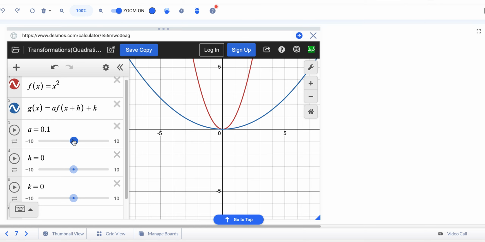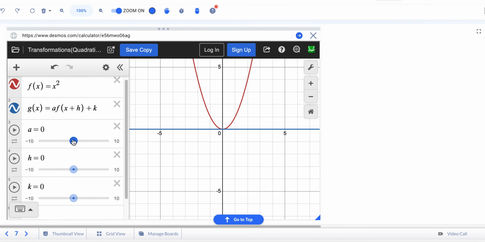Now what happens if it's less than 0? If that a becomes a negative number, look at what happened to my graph. It flips. Now it becomes a reflection. So instead of opening upward, it's going to open downward. So that's what happens with the a, that a that multiplies my function.